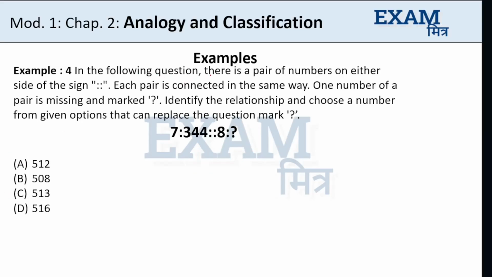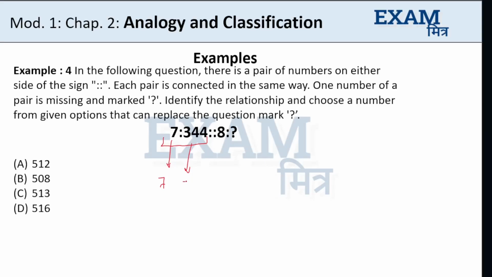Similarly, in the following question, there is a pair of numbers on either side of this double colon sign. Each pair is connected in the same way. One of the pair is missing and marked. Identify the relationship and choose a number from the given options that can replace the question mark. So that means we need to find a relationship between this pair and use that relationship for the second pair. So see, this is 7 and we just knew that the cube of 7 is 343.